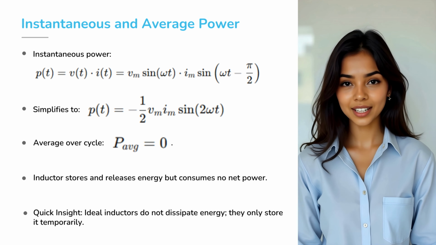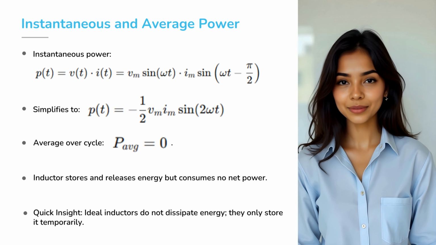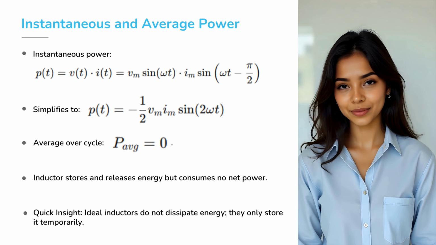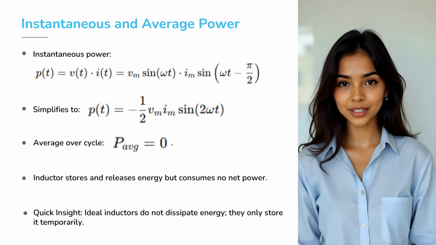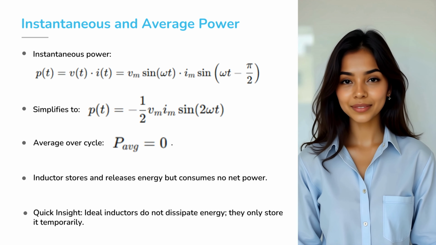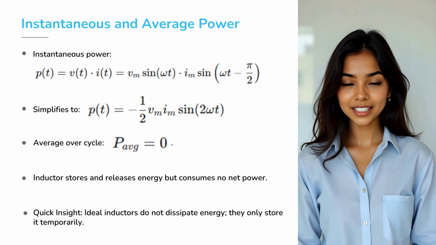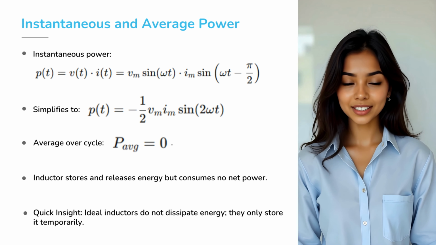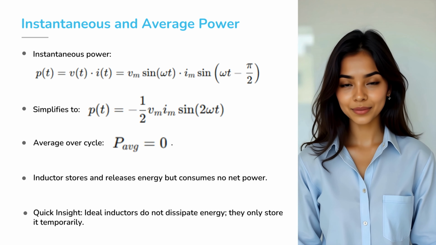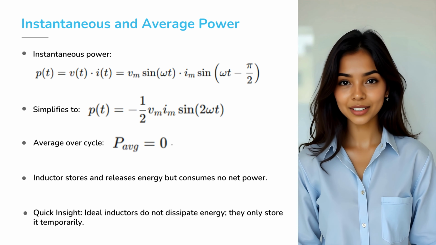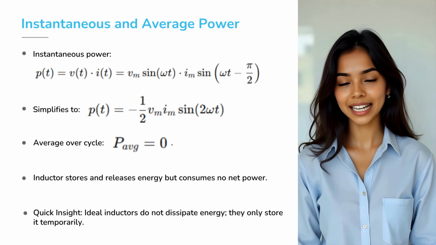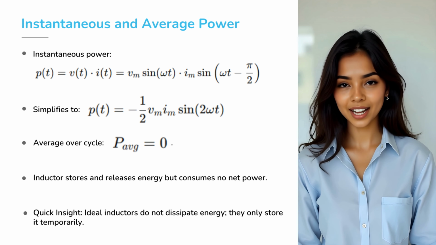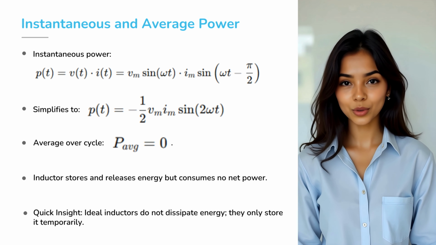Alright students, now let's tackle an interesting question. Does a pure inductor actually consume power? To answer this, let's calculate the instantaneous power. Power is voltage multiplied by current. Substituting, we get P of t equals Vm sine omega t multiplied by Im sine omega t minus 90 degrees. When we simplify, it reduces to P of t equals negative 1 by 2 multiplied by Vm multiplied by Im multiplied by sine 2 omega t.